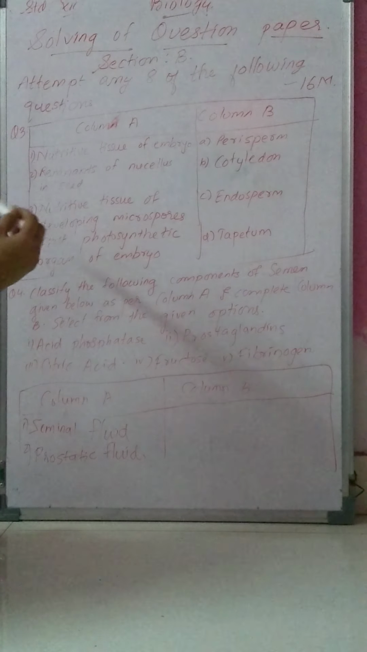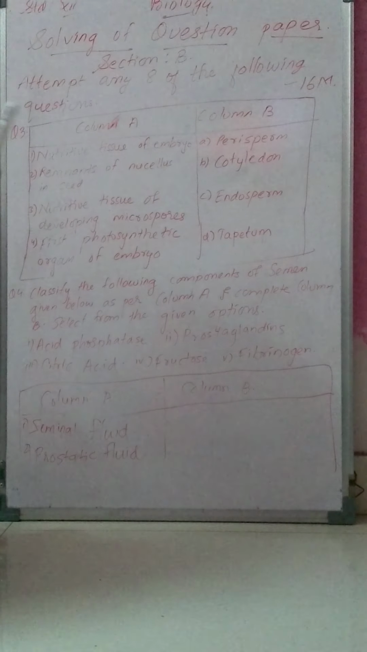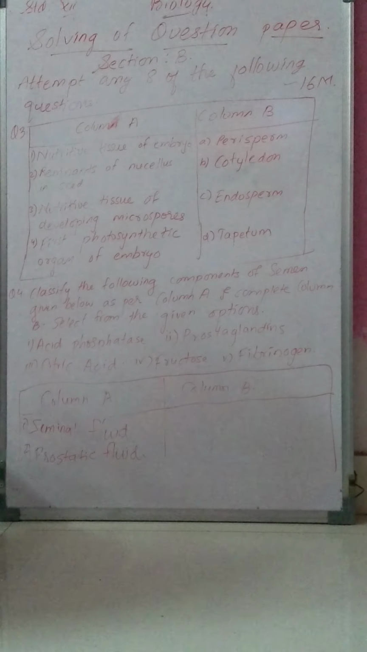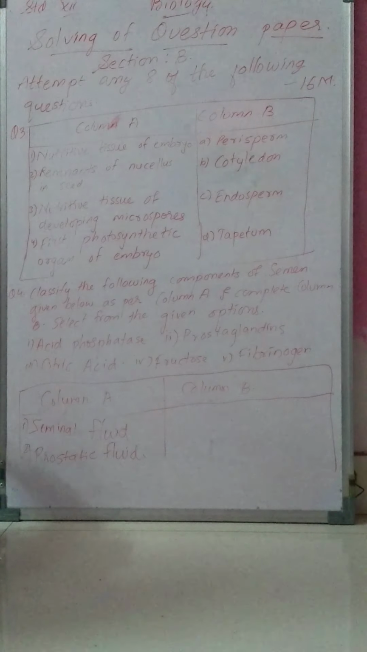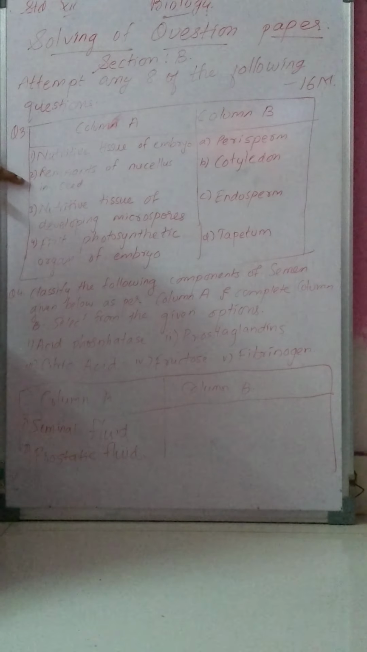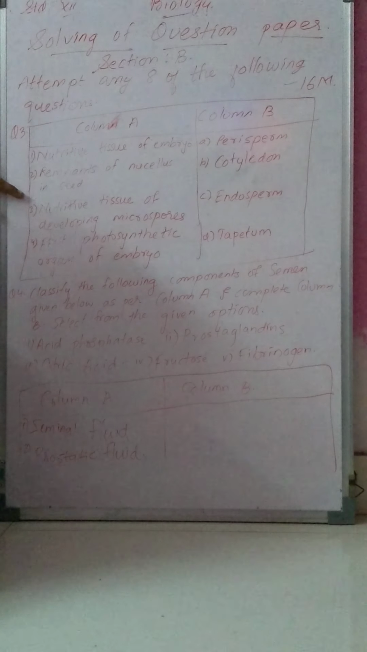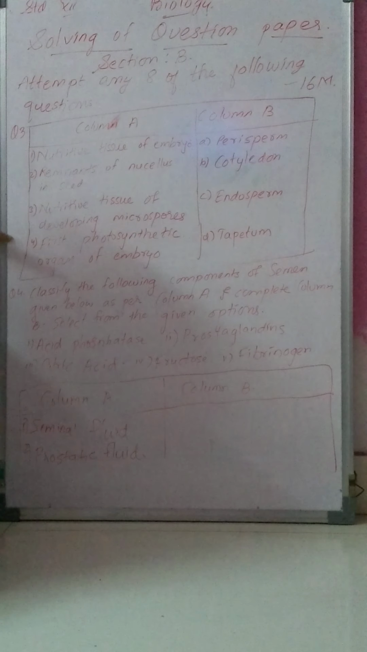So the question number 3, you can see it is column A, column B. It is in the form of match the following. Column A: nutritive tissue of embryo, remnants of nucellus in seed, nutritive tissue of developing microspore, and the fourth is first photosynthetic organ of embryo. And in column B, options are perisperm, cotyledon, endosperm and tapetum.